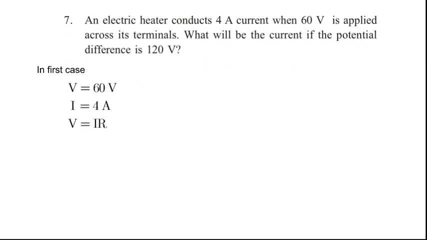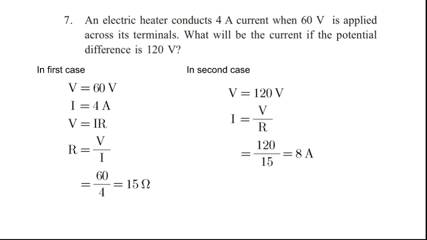That is, in the first case, V equal to 60 volt, I equal to 4 ampere, and V equal to IR. From V equal to IR, we can rewrite the equation R equal to V by I. It is equal to 60 by 4 equal to 15 ohm. So the resistance of the device will be 15 ohm. In the second case, we know V equal to 120 volt. So I will be equal to V by R equal to 120 divided by 15 equal to 8 ampere.